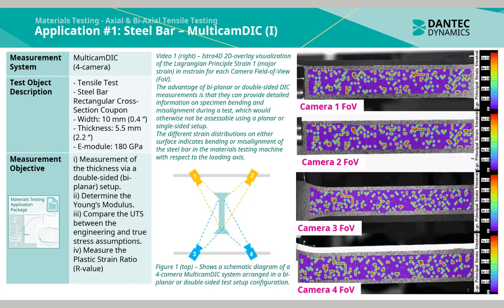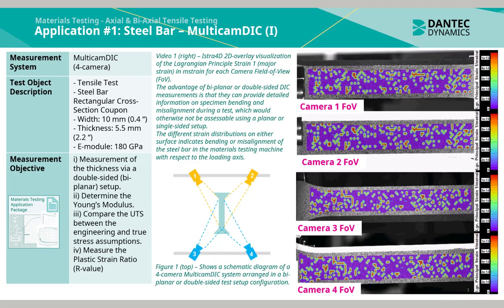Application 1 was a steel bar tension test measured using the multicam DIC system. The test object was a steel bar of a rectangular cross-section. The width was 10 mm with a thickness of 5.5 mm.